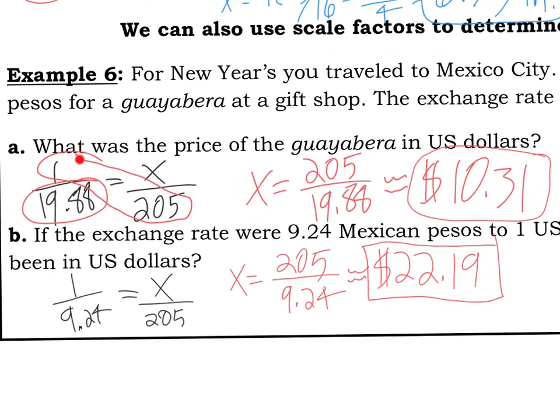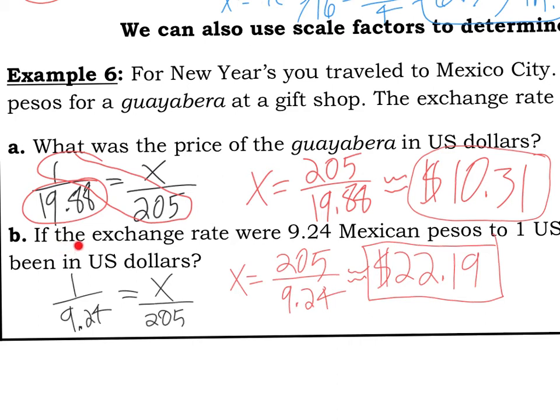So really, I just did 1 over 19.88 equals x over 205, the US dollars on top, the Mexican pesos on bottom, and cross multiply and divide. So 1 times 205, that's 205, divided by 19.88. You got to round to the nearest 2 decimal places, the nearest hundredths place, because we're talking about dollar amounts here. So that's going to equal approximately $10.31 US.